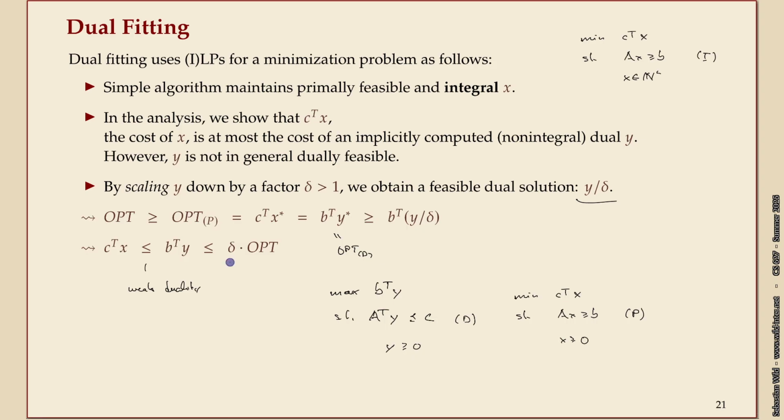And it all depends on how much you have to scale down these dual variables to make them dually feasible. That's the key question you have to ask.